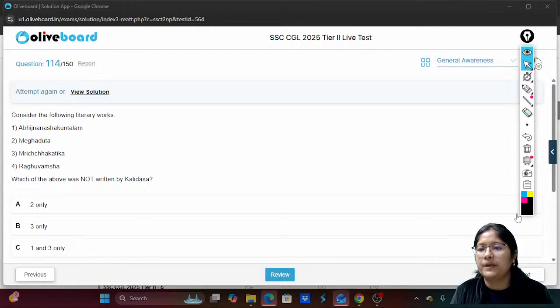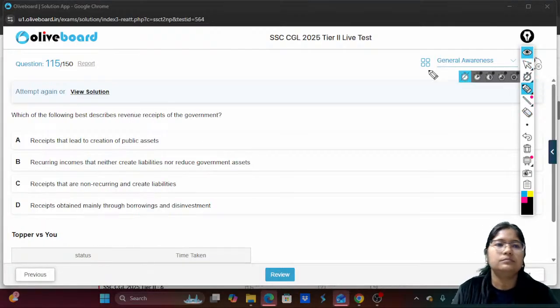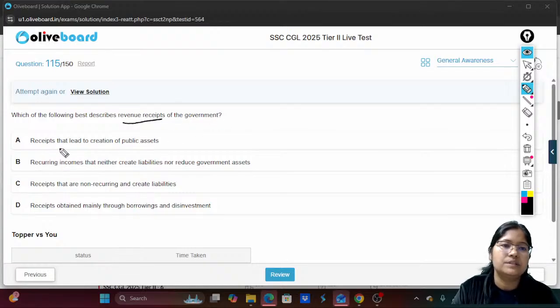Coming to the next question. Which of the following best describes revenue receipt of government? Receipts that lead to creation of public assets. No creation, nothing. Just the fixed, whatever is coming from revenue, recurring income that neither creates liabilities nor reduces government assets. So this is the correct answer.